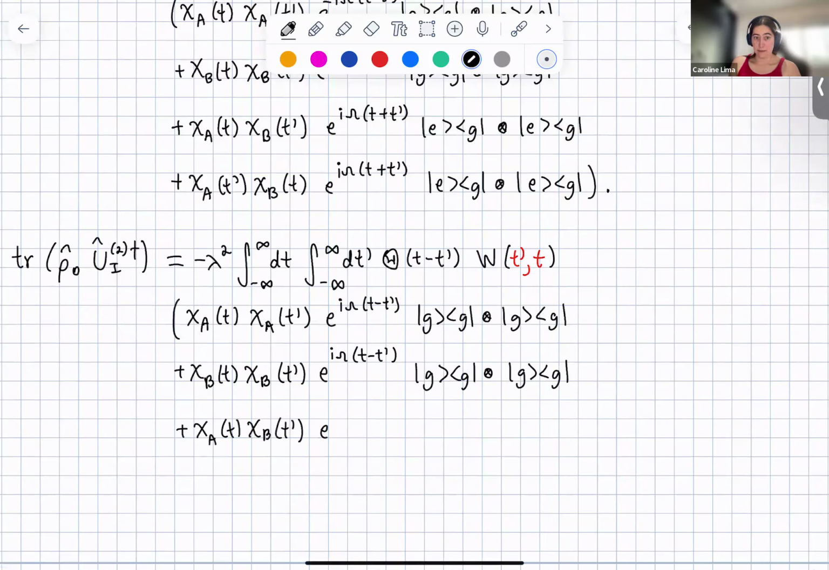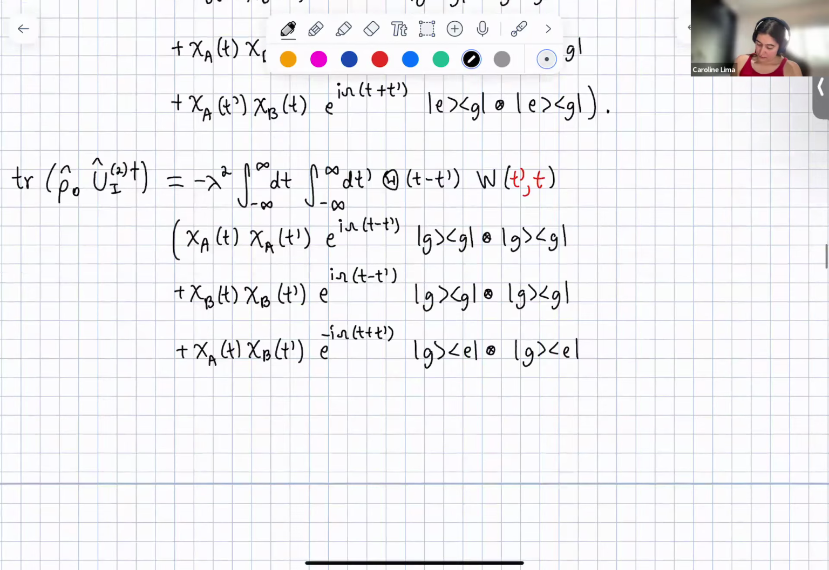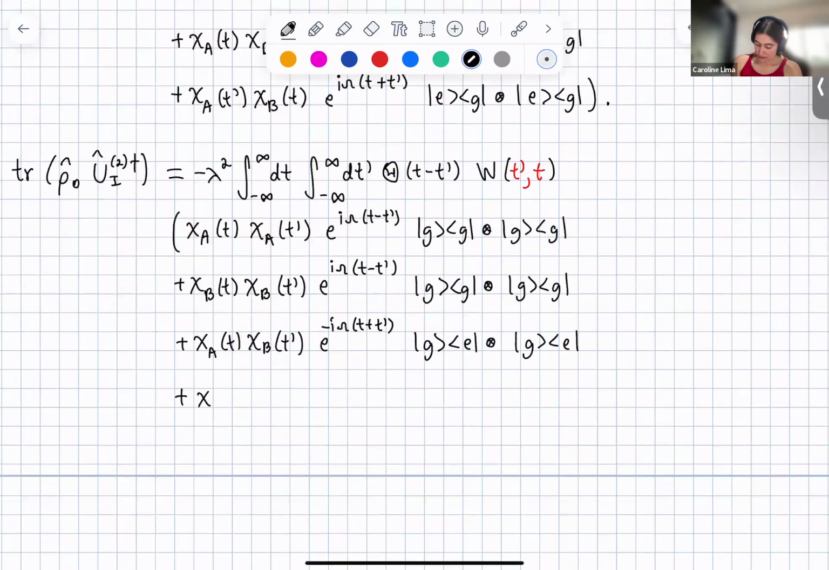And now for the other ones, I'll get a minus sign here. And then do the Hermitian conjugate. So this is going to be G, E, G, E. Okay. And then same for the other one. Negative here, times GEG.